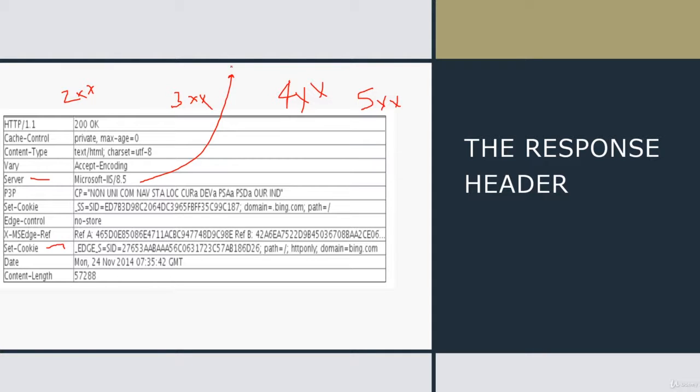Then we have Content-Length. This will contain a value indicating the number of bytes in the body of the response. It is used so that the other party can know when the current request or response has finished.